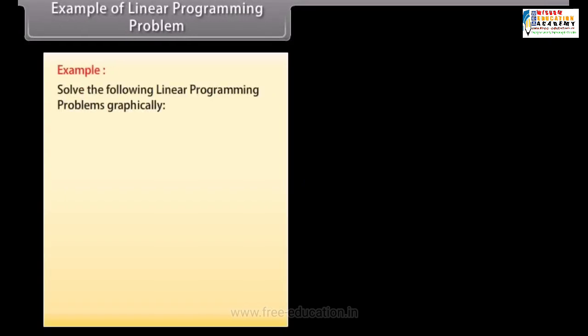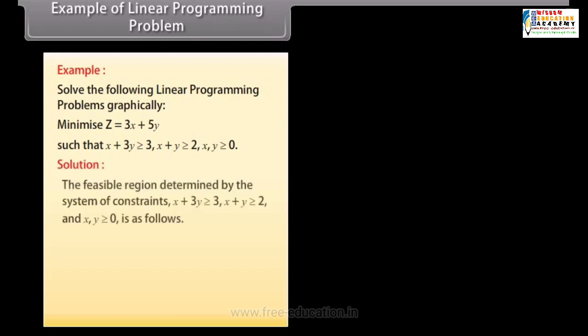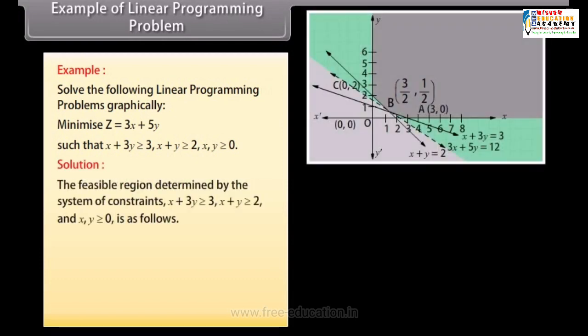Example. Solve the following linear programming problems graphically. Minimize Z equals 3x plus 5y such that x plus 3y is greater than or equal to 3, x plus y is greater than or equal to 2, x, y is greater than or equal to 0. Solution. The feasible region determined by the system of constraints x plus 3y is greater than or equal to 3, x plus y is greater than or equal to 2, and x, y is greater than or equal to 0 is as follows.